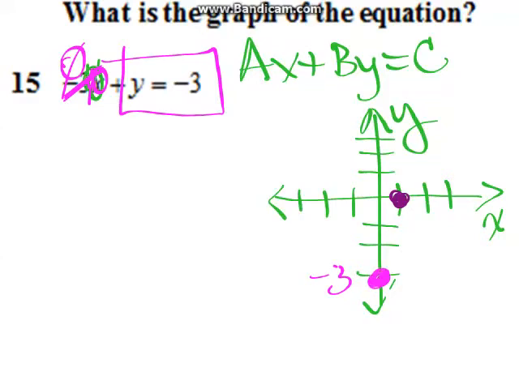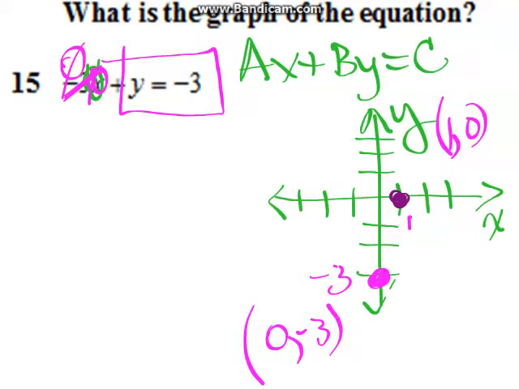So there's my x and y intercepts at 1, 0, and 0, negative 3, because that was our x and our y's. And now all you do is connect the two by putting a line between them.